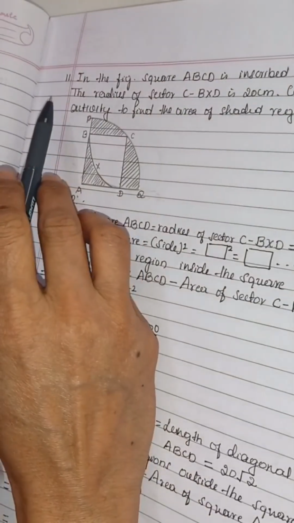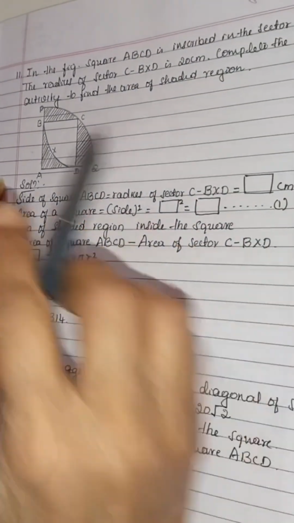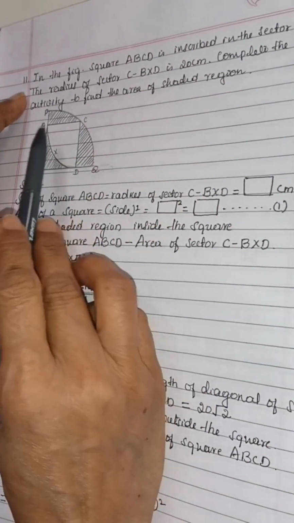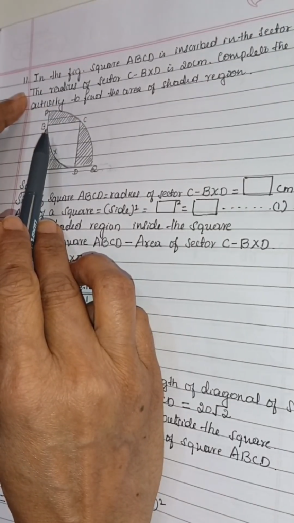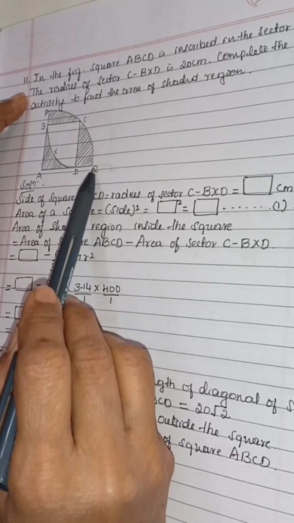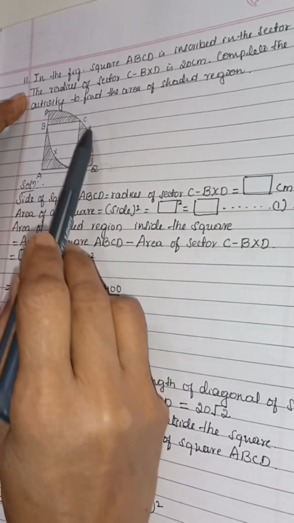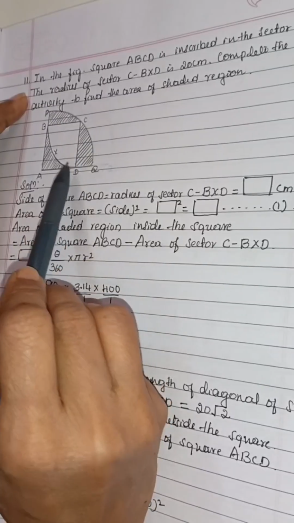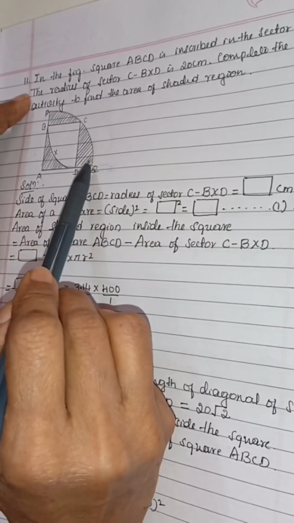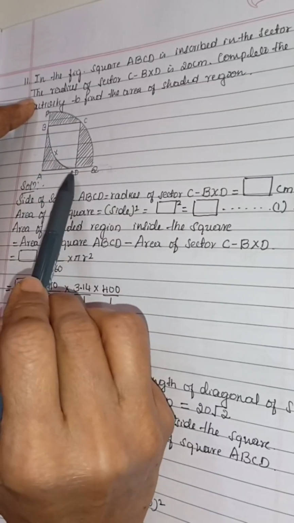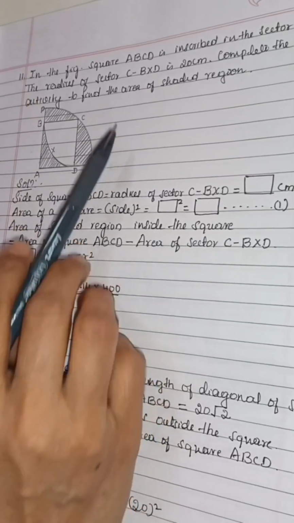Now question number 11 is an activity. In this figure, square ABCD is inscribed in the sector APCQ. APCQ is a sector, so square ABCD is inscribed in sector APCQ. The radius of the sector CBXD is 20 centimeter. See, this is 20 centimeter.